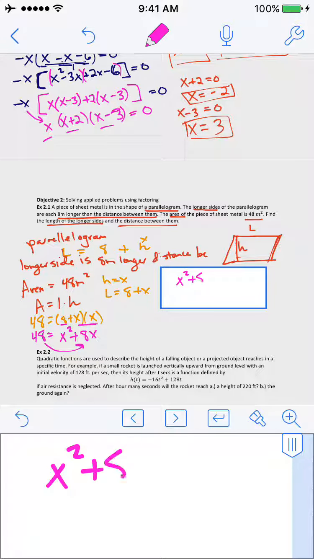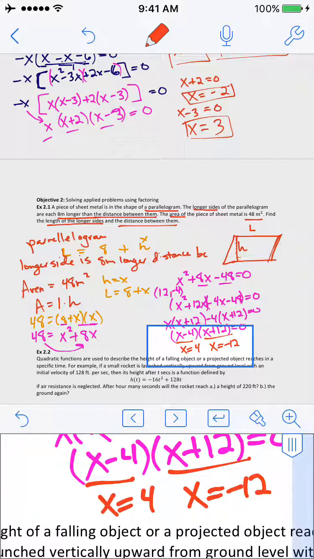Zero product property tells us that we need to go one step farther. If this is equal to 0, then x must be 4. If this is equal to 0, then x must be negative 12. Awesome. And we're not quite done yet, though. We finished solving, which is awesome, but now we've got the translate back step. Think for a second. There's two answers here, but which is the only one that actually makes sense? x equals 4, x equals negative 12.